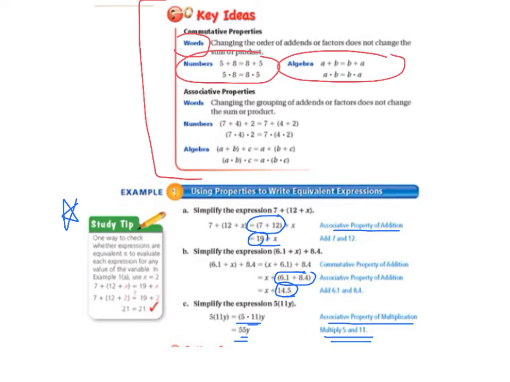So if we put in 2 into the original expression, then we would end up with 21. And if we put it into the 19 plus x, we would also end up with 21. So that works. So a way to check your work to see if you're coming up with equivalent expressions is to use a number instead of a variable and to see if it comes up with the same amount.